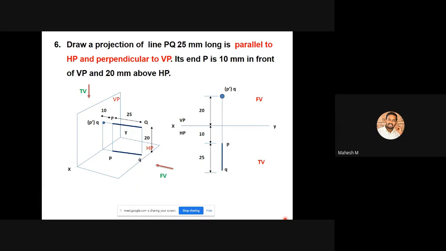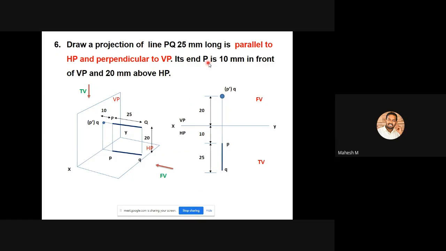20 mm above HP. So what can we do for this? Above the reference line. Above the reference line. Okay. So it is a correct condition.